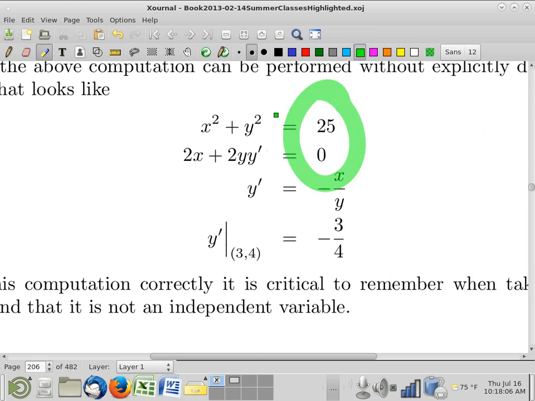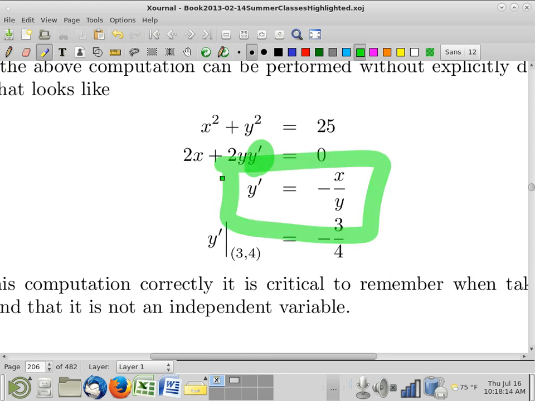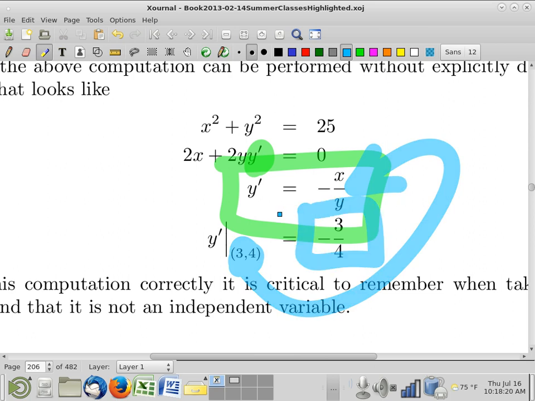Derivative of a constant is 0, of course. We wanted to find the slope of the tangent line. That's y prime. So you solve for y prime. You get that function. I want to know what that slope is at this particular point. So I take that point, plug it into there, and that gives me that answer. So I hope that looks familiar. Now let me complain.